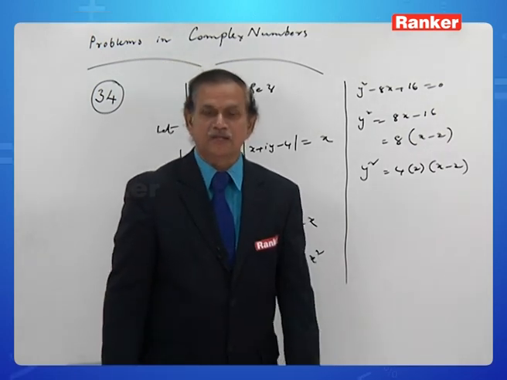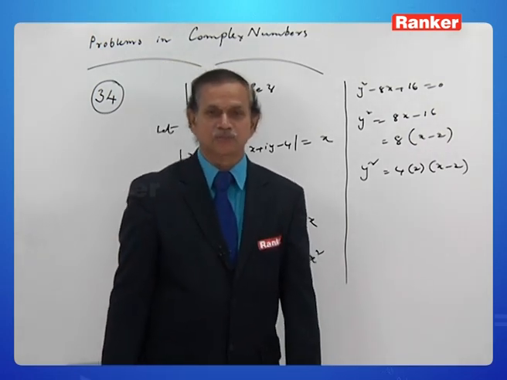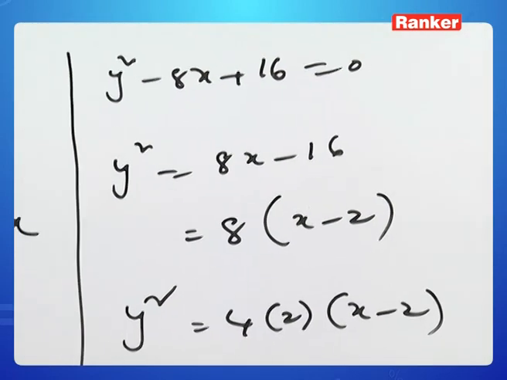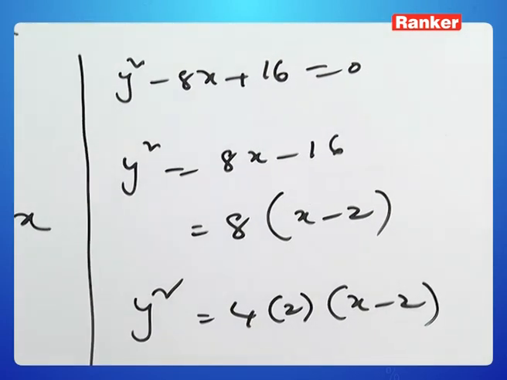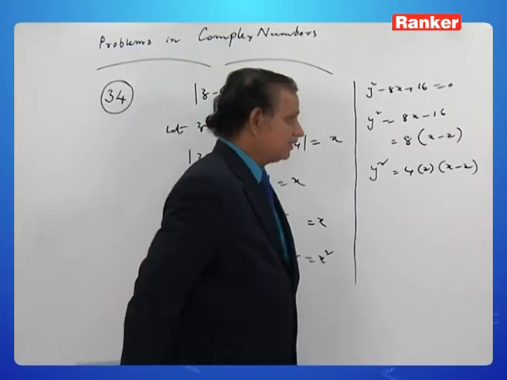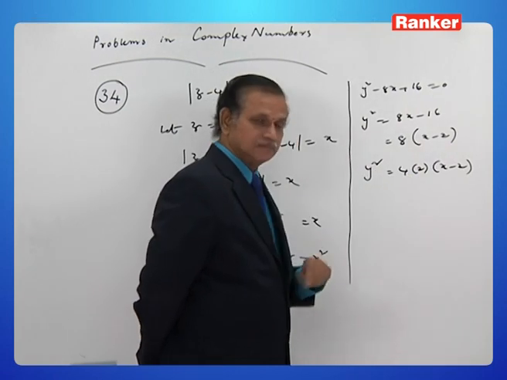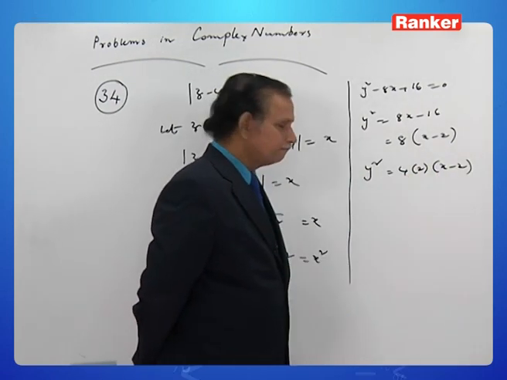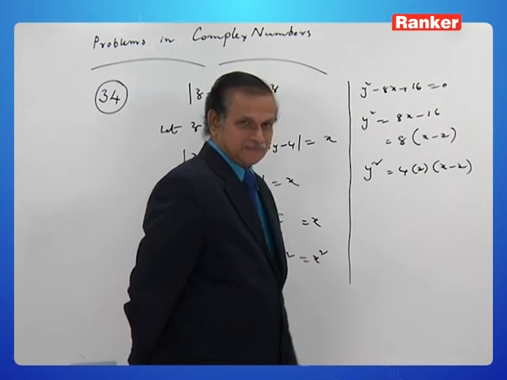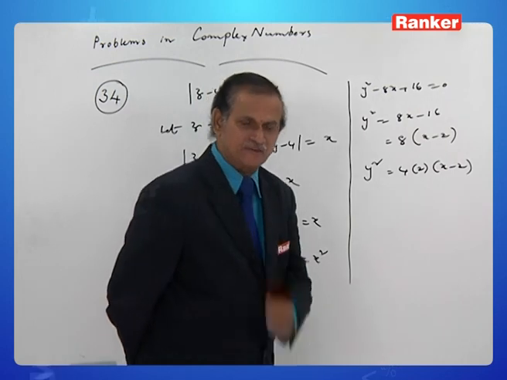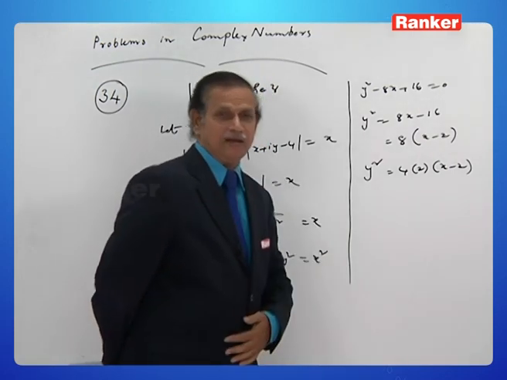It is surely a parabola whose vertex is at 2, 0 and the focus is 4, 0. Very clear to say that this is a parabola with vertex 2, 0. It is in the form y square is equal to 4ax, you see, where a is 2. But the vertex is 2, 0. So the actual focus is 2 plus 2, 4 comma 0.